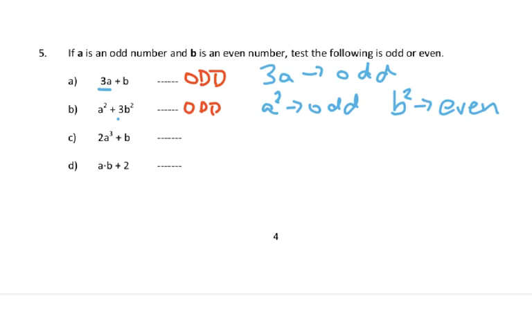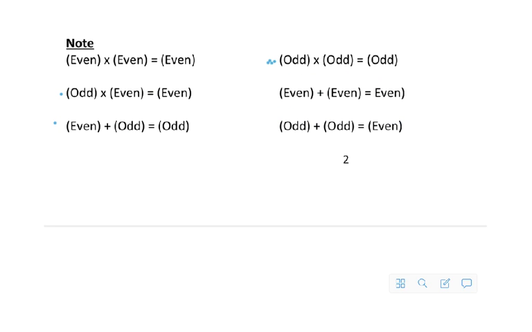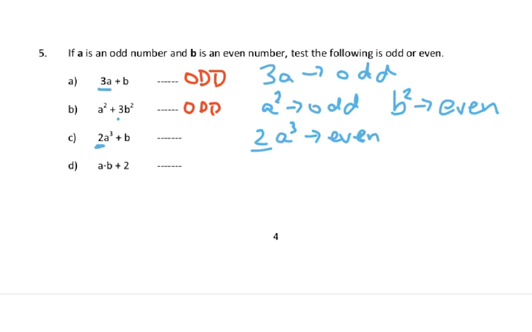Right, in part C we can see the first term has been multiplied by 2, and we can use this idea that any number multiplied by 2 must be even. So we know this is even, no matter what the other number is that you're multiplying by, it has to be even. So B is also even, so this whole thing is even because we've got an even plus an even. So even. So nice little trick for C.